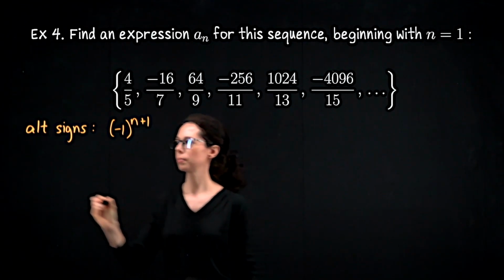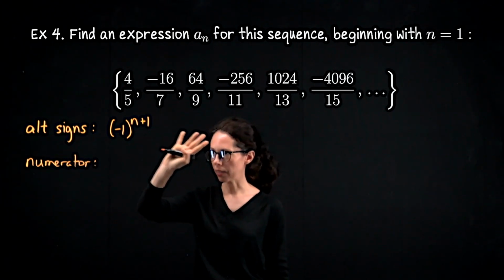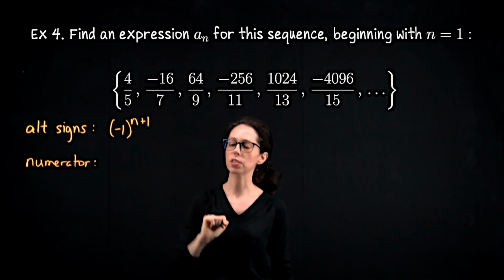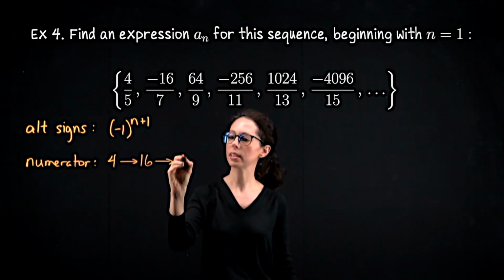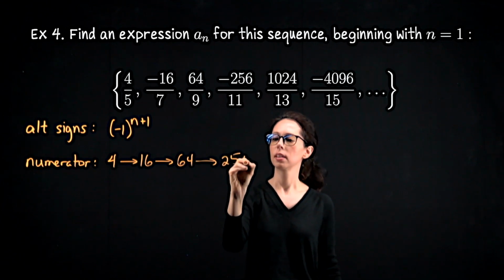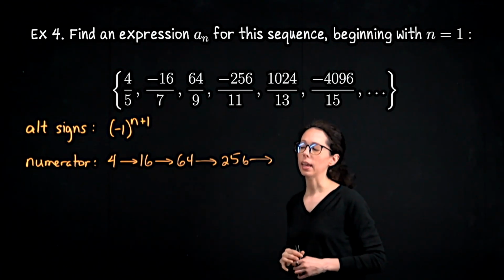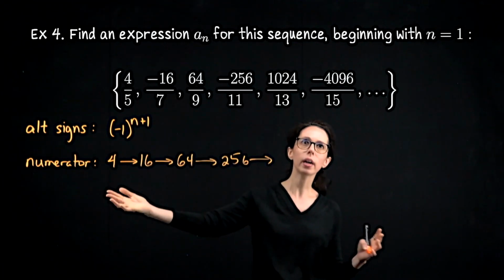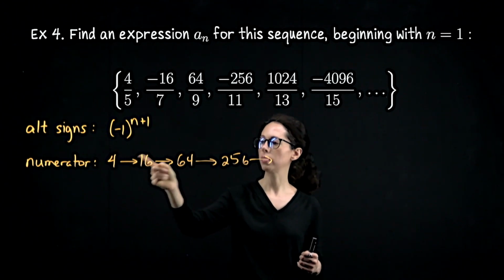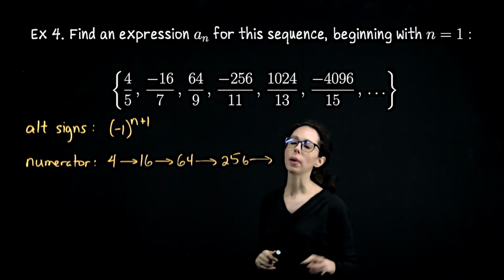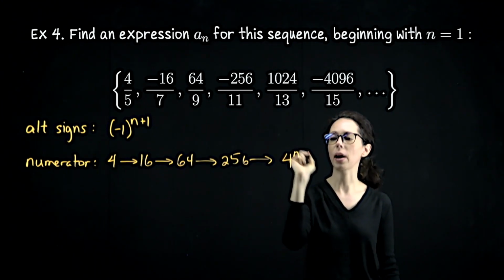Let's look at the numerator. Given that I've already done the signs of the terms, let me just focus on the number that appears in the numerator. We have 4, then 16, then 64, then 256, et cetera. Do these numbers have anything in common? They could be perfect squares, they could be multiples of 5. Here, what I see is powers of 4. So this is 4 to the 1, 4 squared, 4 cubed, 4 to the 4th power. You might check that the others are 4 to the 5th and 4 to the 6th power. So this is going to be 4 to the nth power.